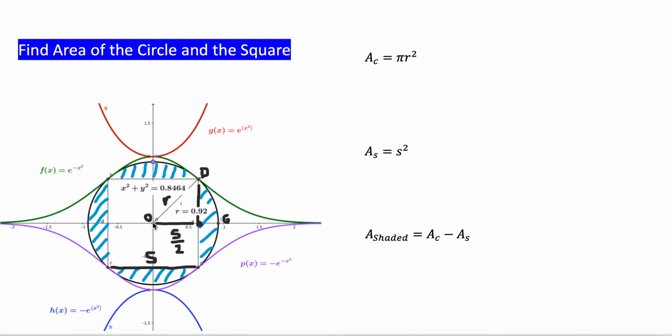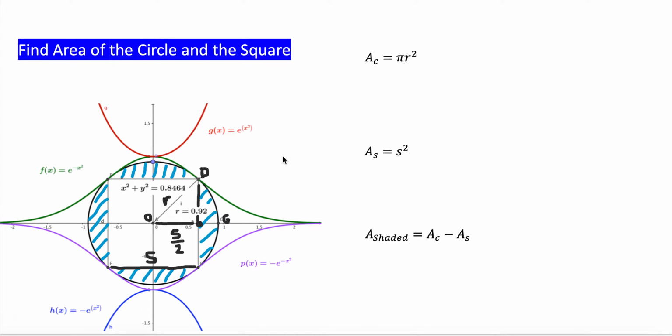We know this is the radius of the circle from here to here. According to this calculation, the radius is equal to 0.92 units. We don't know exactly what they are. They can be centimeter or millimeter or whatever, but probably this is centimeter. But let's say those are just units. So now the surface area of the circle is equal to pi times r square.